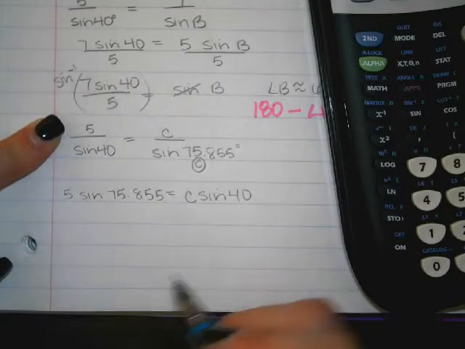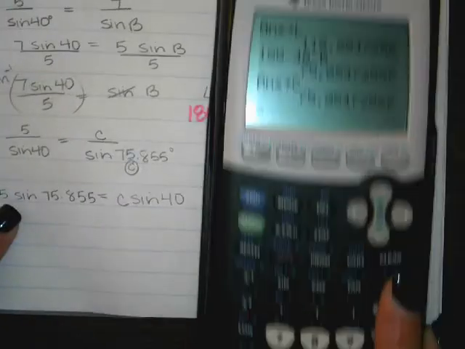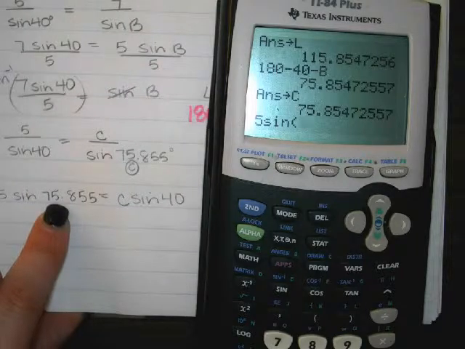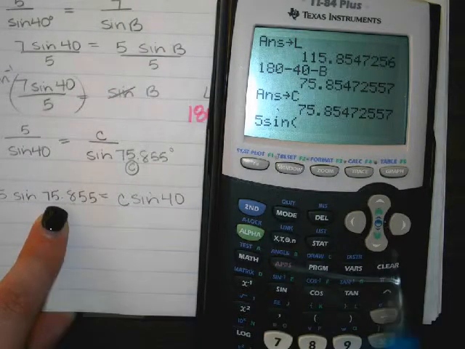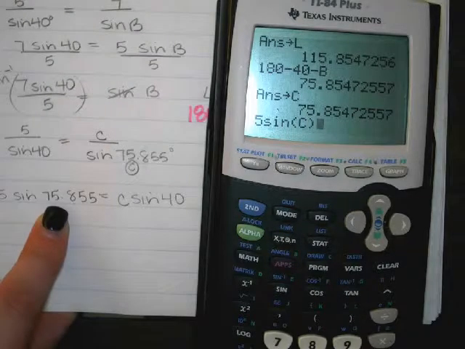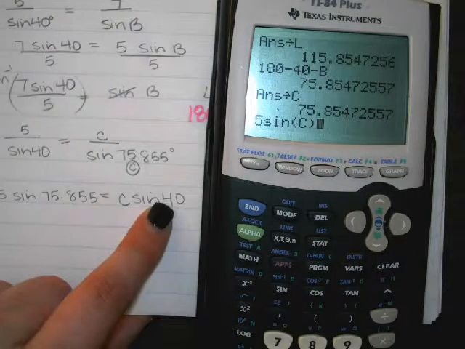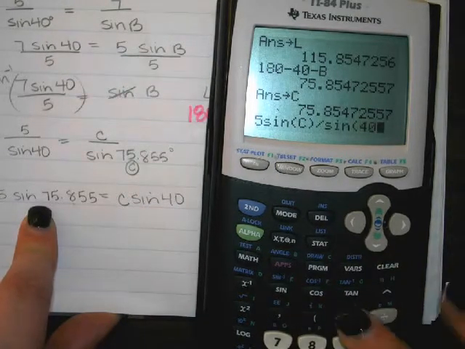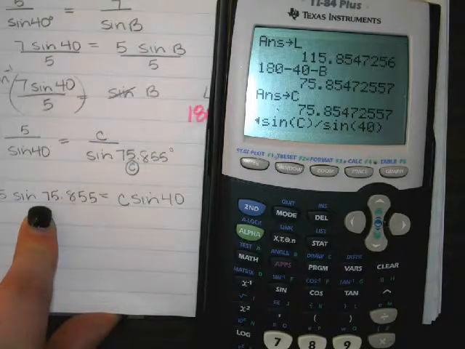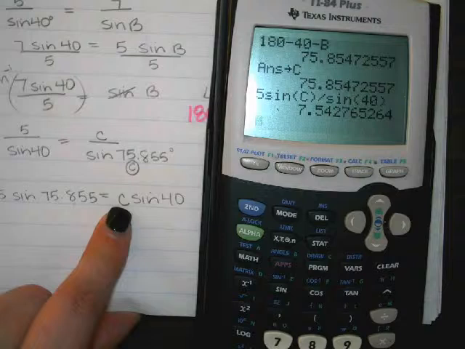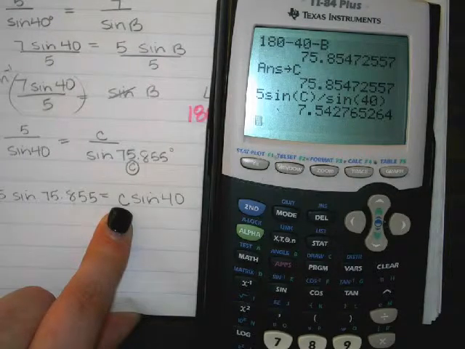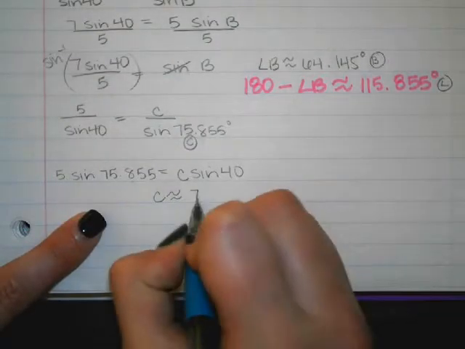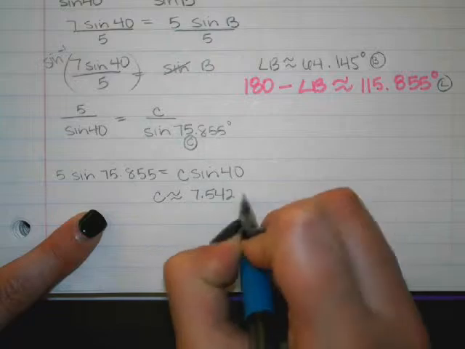And I'm going to go ahead and type that in my calculator. So I have 5 times sine, and instead of typing a decimal, I'm going to use C, because this is angle C, so I'm going to do alpha C. And then I'm going to divide the sine 40 over to the other side. All right, so side C is 7.542. That was centimeters.